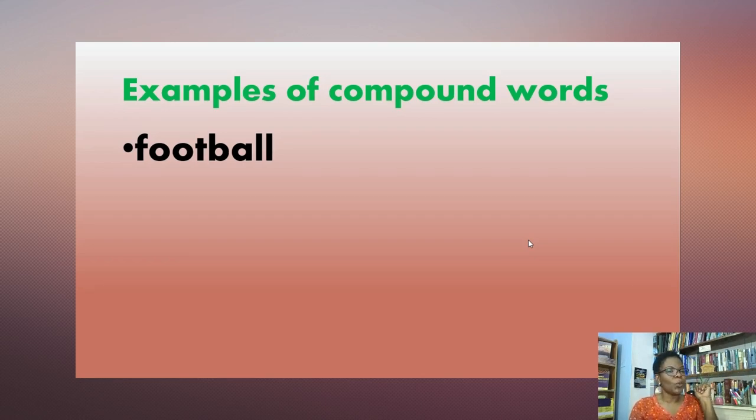All right. So what's a football? It is a round object that we use a limb on our body to kick. We use our foot to kick, right? That's a football. It's played with the foot, with the limb on the body. Yeah. All right. Let's see if we have any more compound words.